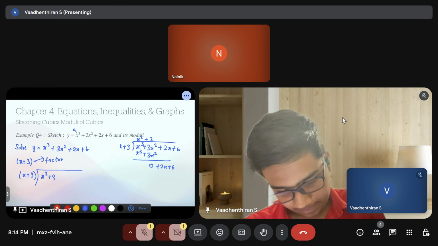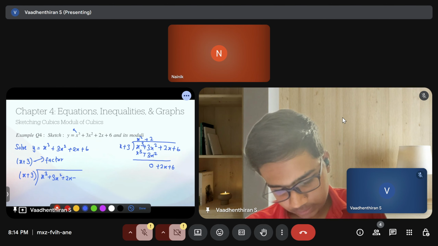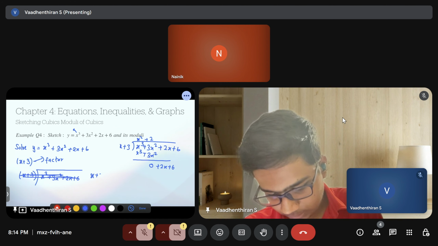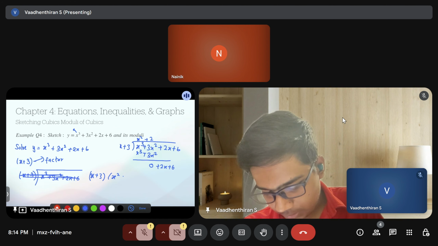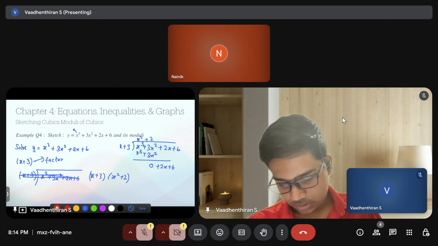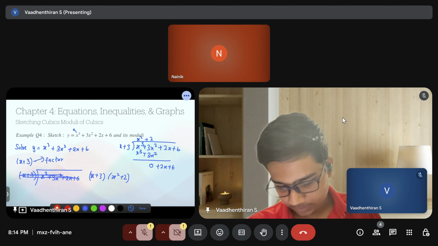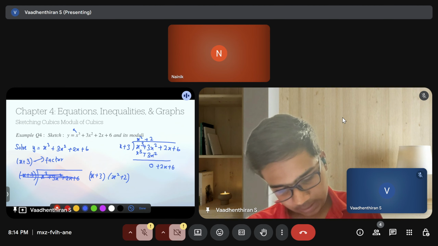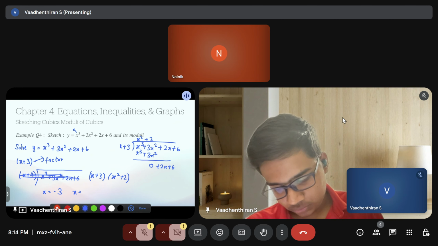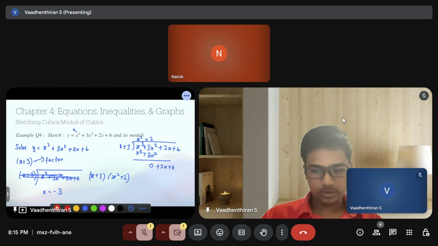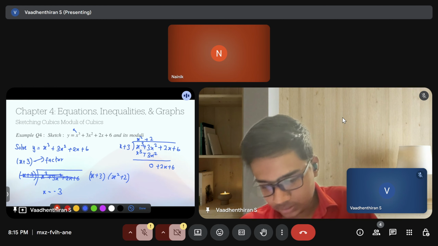3x squared plus 2x plus 6. Okay, we did that division. So then you get x plus 3 times x squared plus 2. Now x squared plus 2 you cannot divide further, so you just leave it like that. So only x equals negative 3 will come. The other two are imaginary roots.